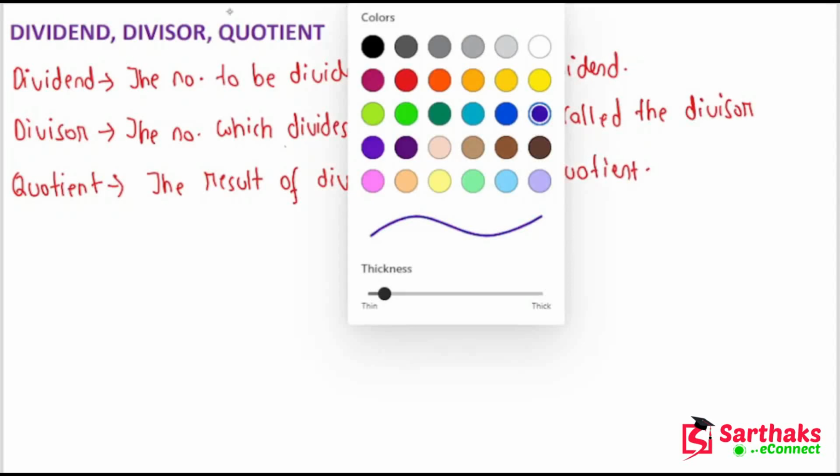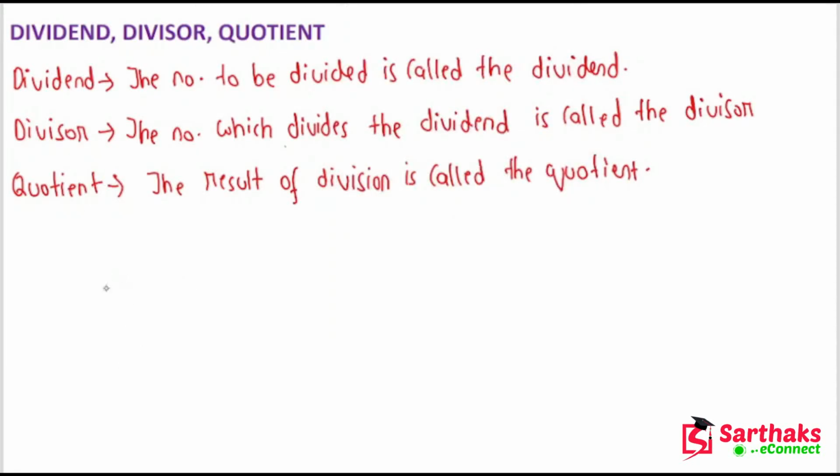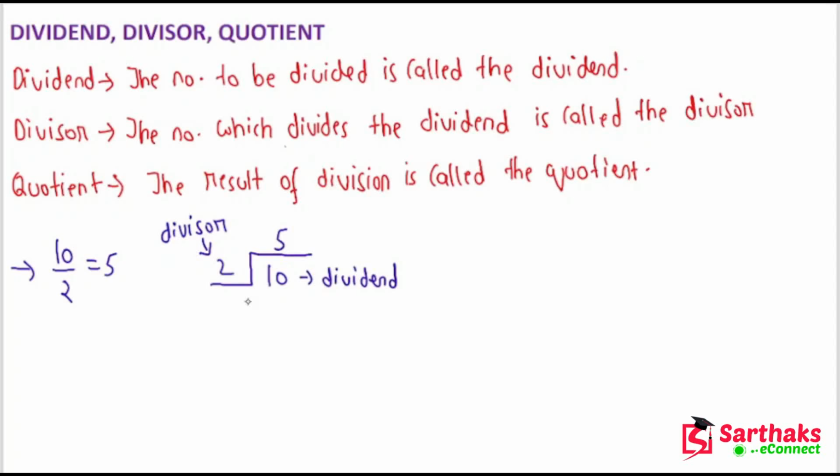Now let us see by diagram what do we mean by dividend, divisor and quotient. Suppose you have to write 10 upon 2 is equal to 5. In this case you will write it like this: 10 divided by 2 will give us 5. Now this 2 is called divisor because it is dividing, and what is getting divided? 10. So this is called dividend. And what is the result of this division? We are getting 5. So this is quotient. There is one more thing called remainder.